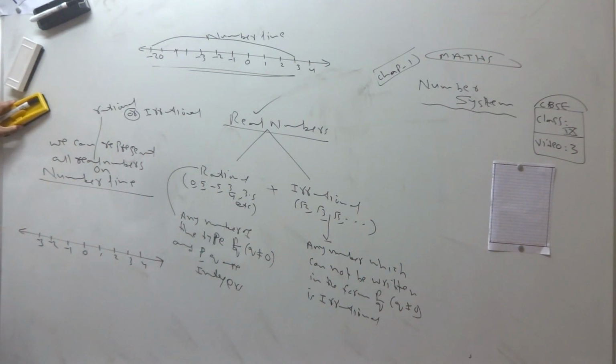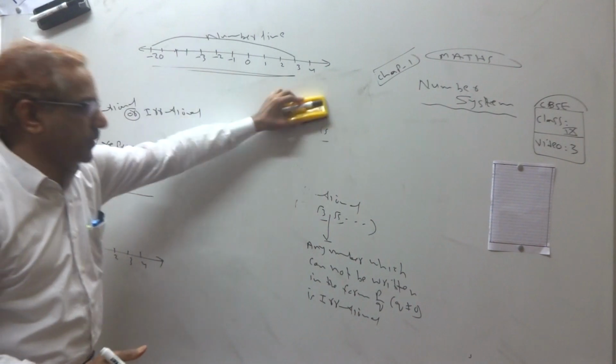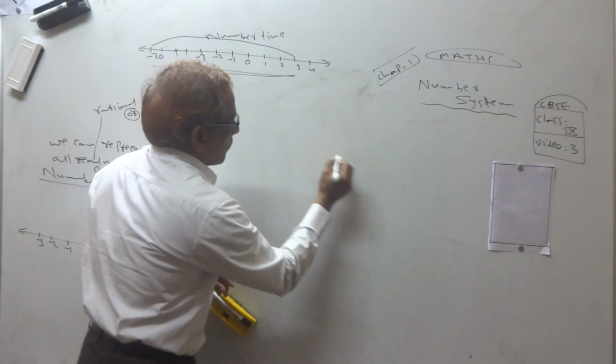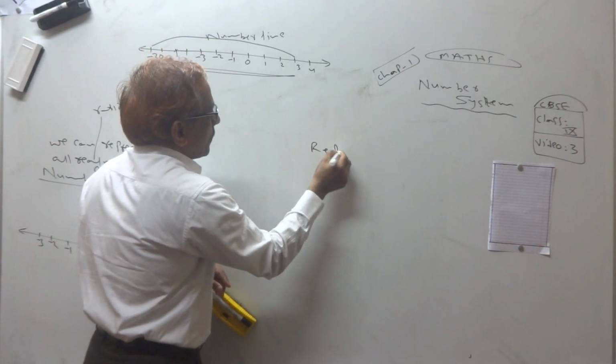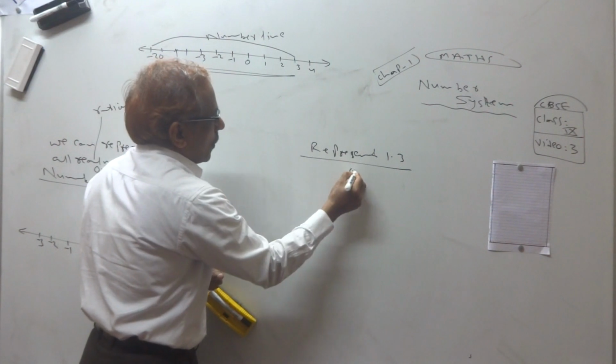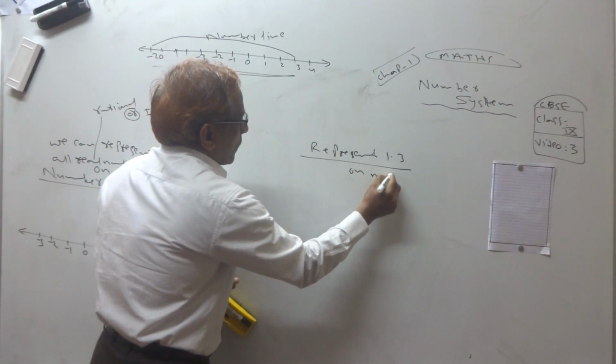Understand? That is there in the second exercise: how to represent numbers, including irrational numbers. I will show you some cases. Please see. For example, I want to represent 1 by 3 on the number line.